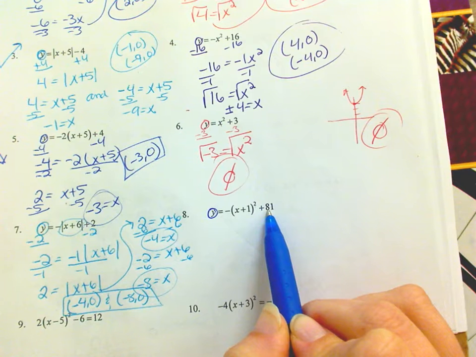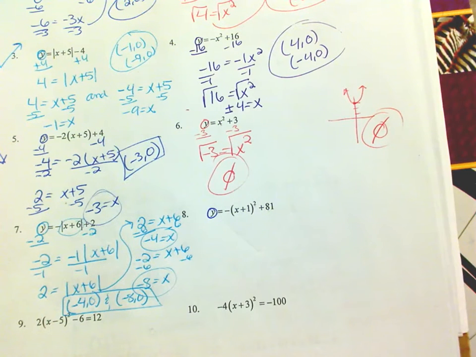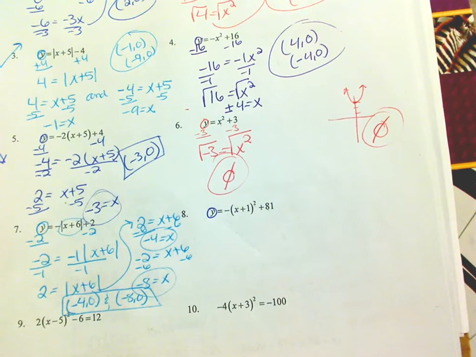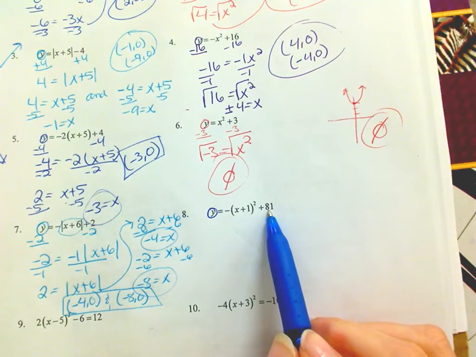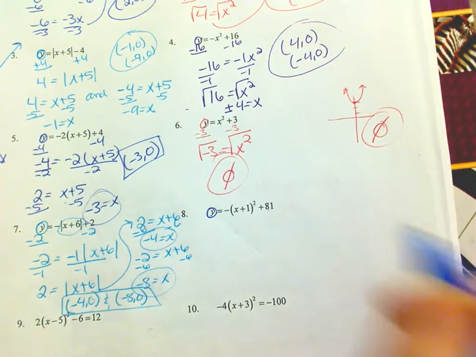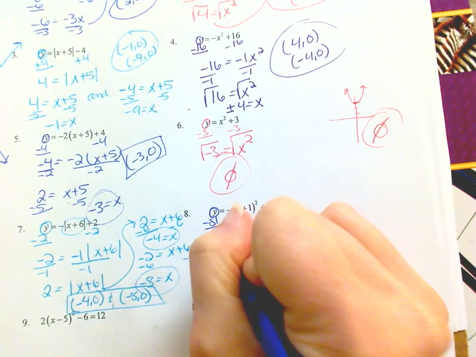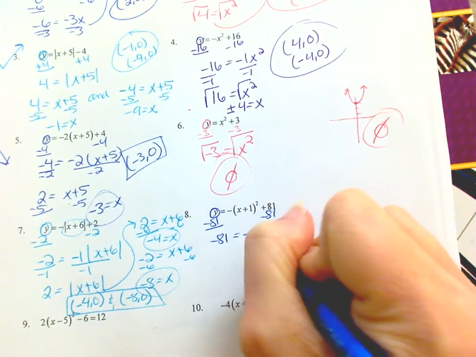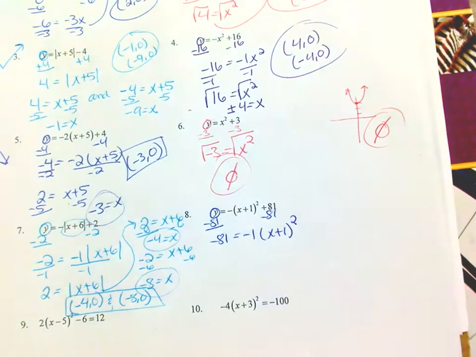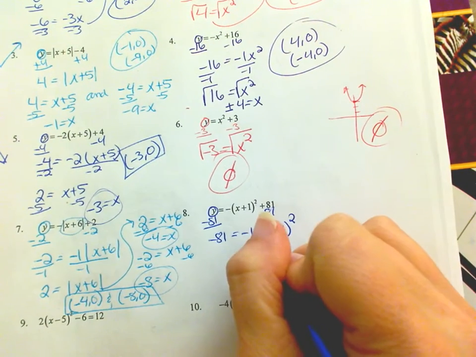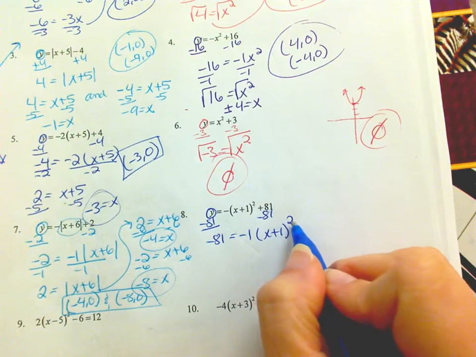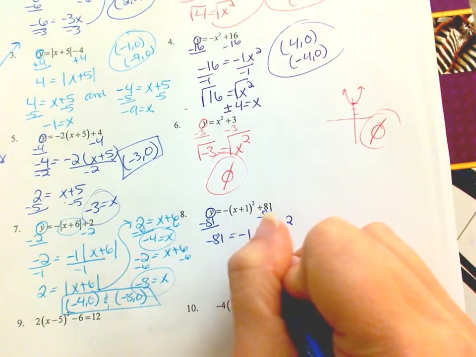So I doubt any of you want to graph this. So definitely one of the advantages to being able to solve either way is that you don't have to graph this. You can solve it algebraically instead. So subtract the 81. Negative 81 equals negative 1 times x plus 1 quantity squared. Get rid of the negative 1. Again, don't distribute because you've got a squared here. You can't distribute into something squared.